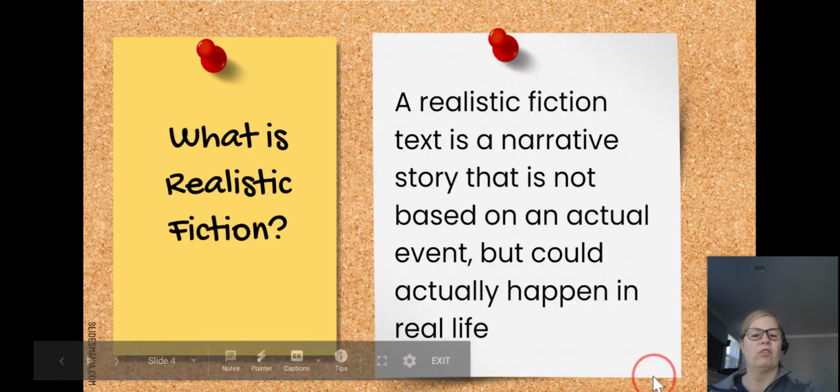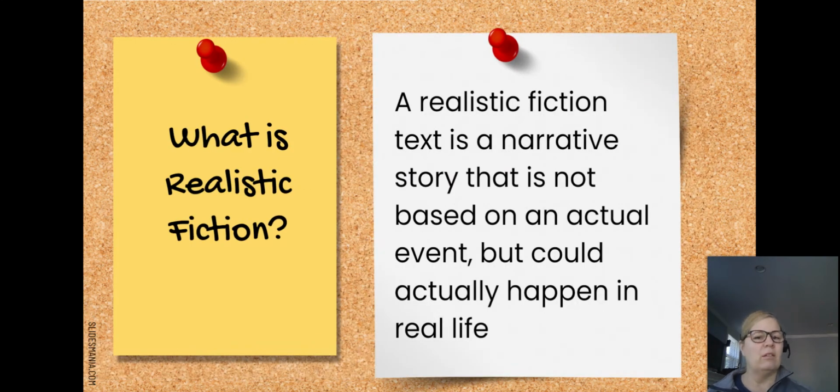What is realistic fiction? It is a narrative. That means it's a story that is not based on an actual event. So it didn't really happen, but it could happen. What does that mean? It means I'm not going to tell you something about World War II because that is an actual event. It means I might tell you about a day at the park. It means I might tell you about a day or a week in Chicago because it could really happen.